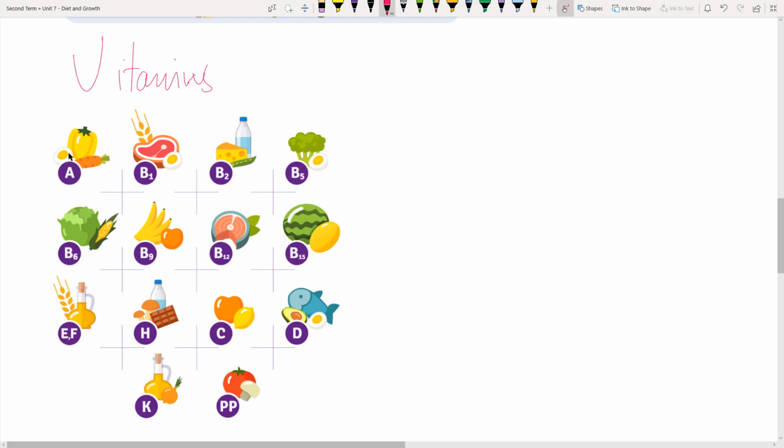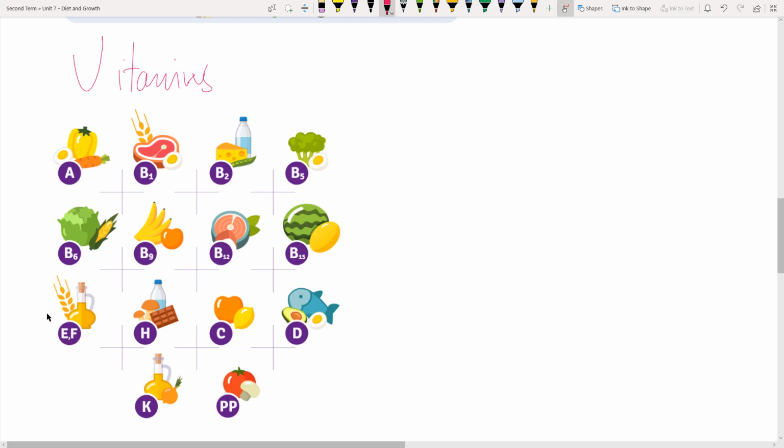So for vitamin A, you need carrots, eggs, capsicum. Then for vitamin B1, you have red meat, you have got wheat, you've got eggs. Then for vitamin B2, you rely on dairy products and peas, right? And for vitamin B5, you depend on broccoli, right? Then B6, from corn and cabbage. B9 from bananas and apples, and B12 again from red meat, and B15 from watermelon, lemons, right?